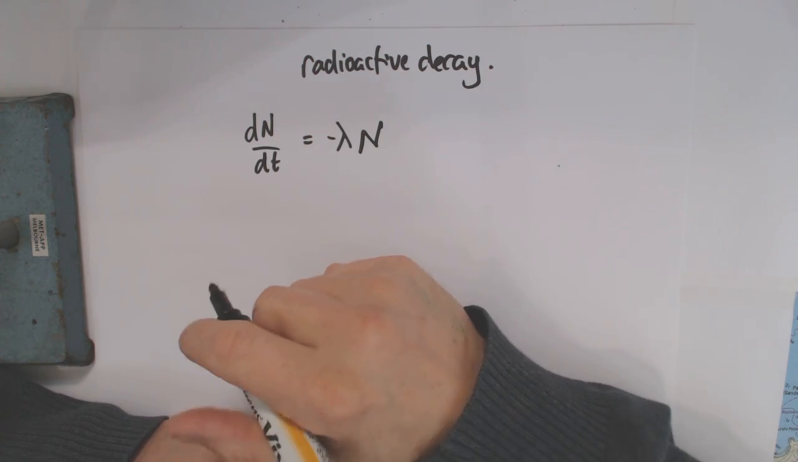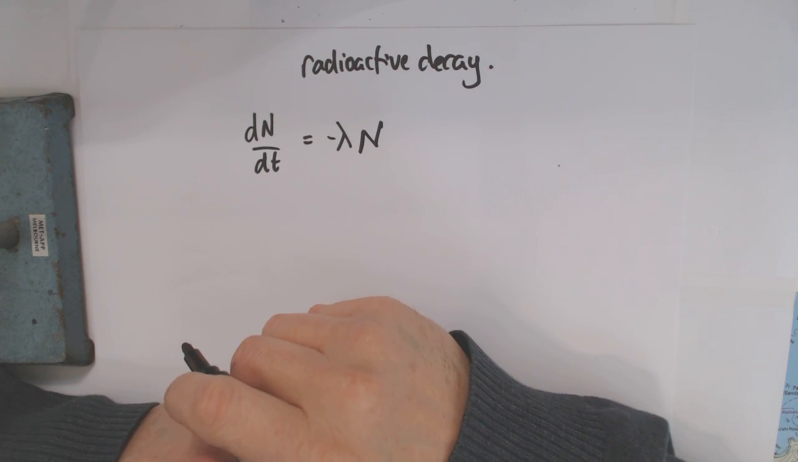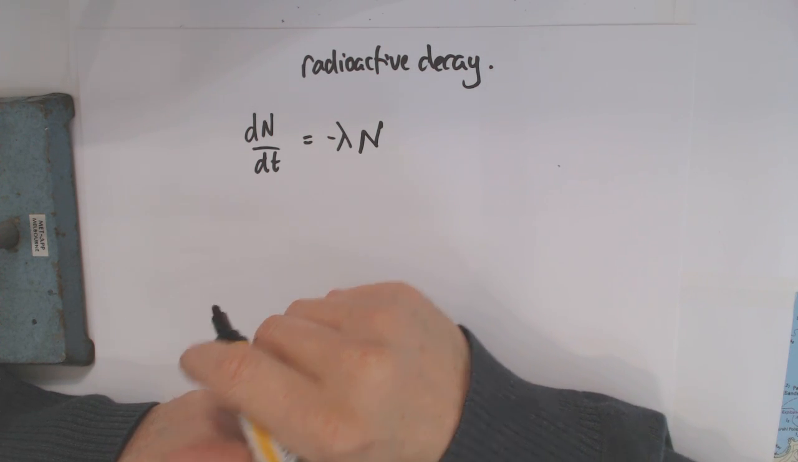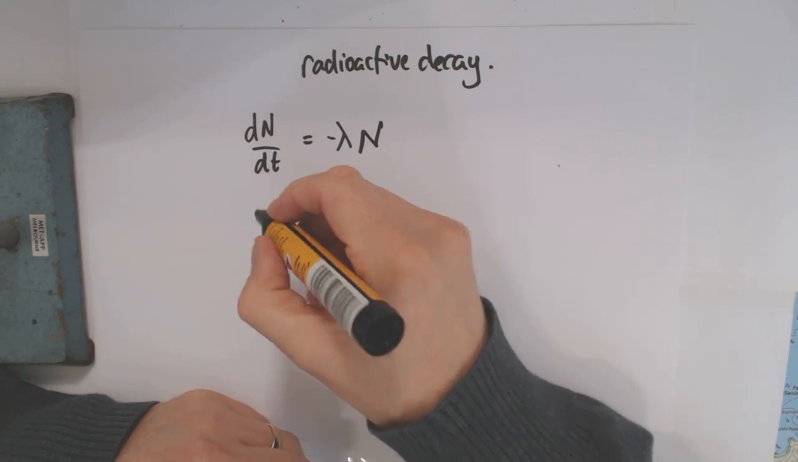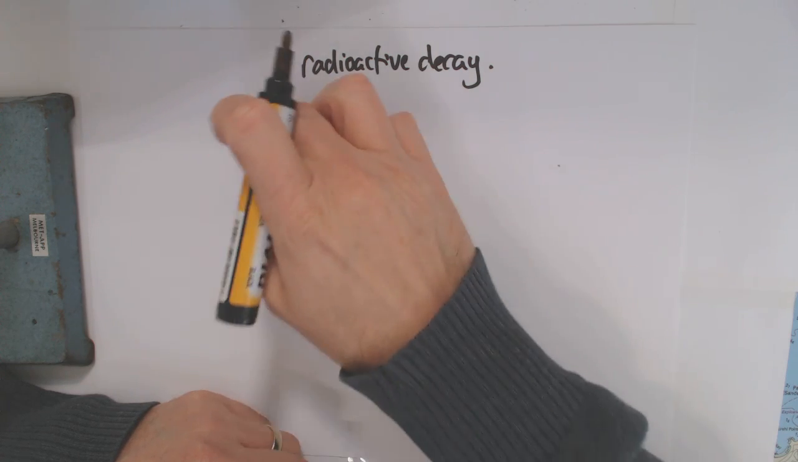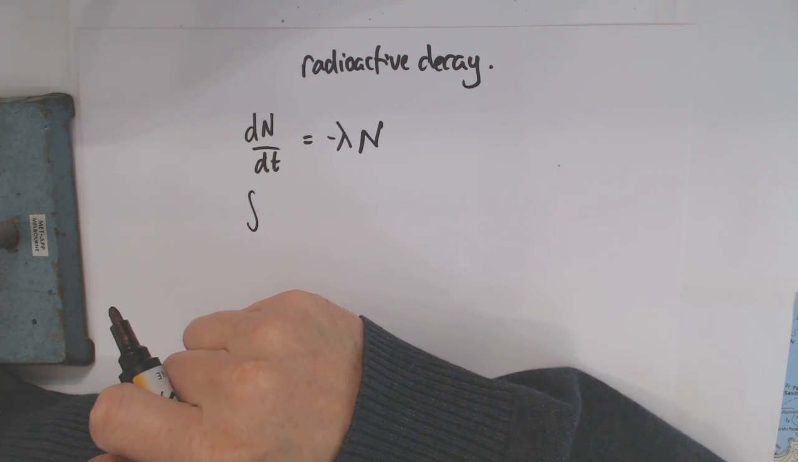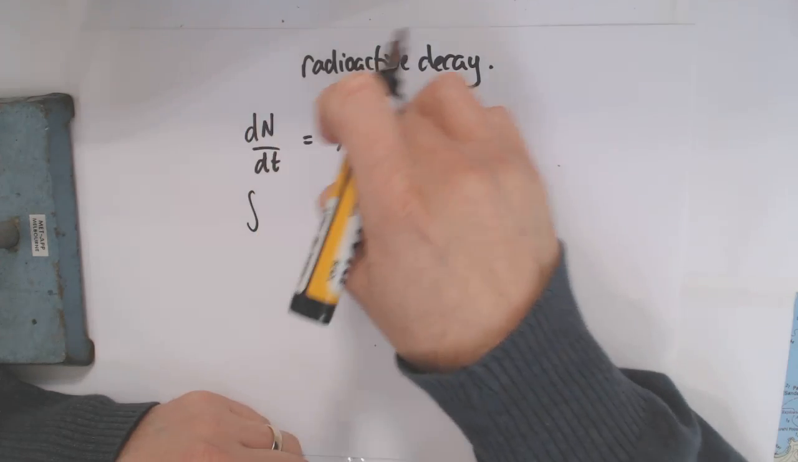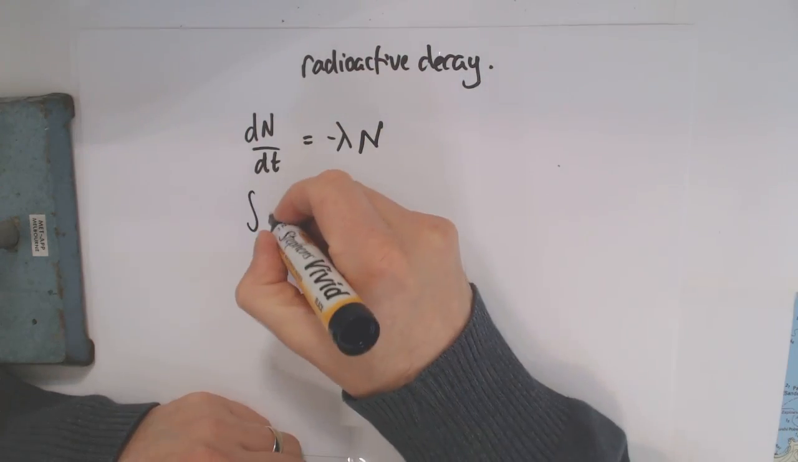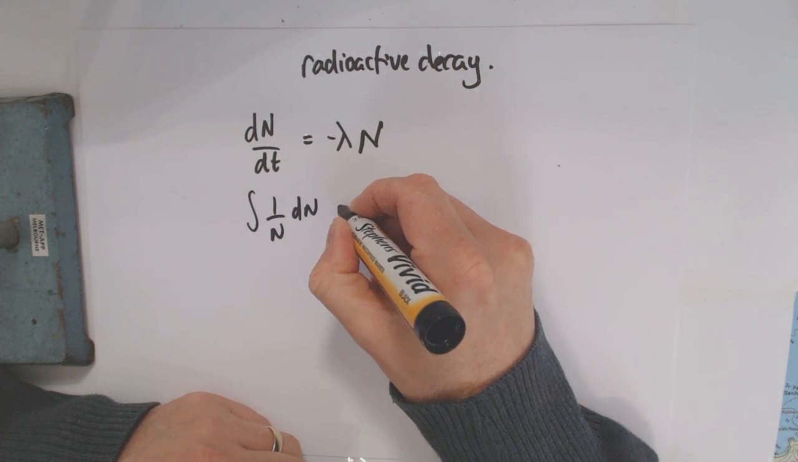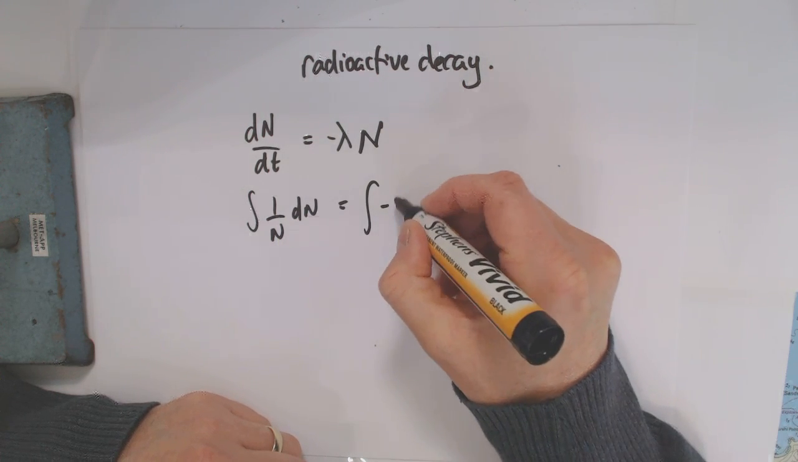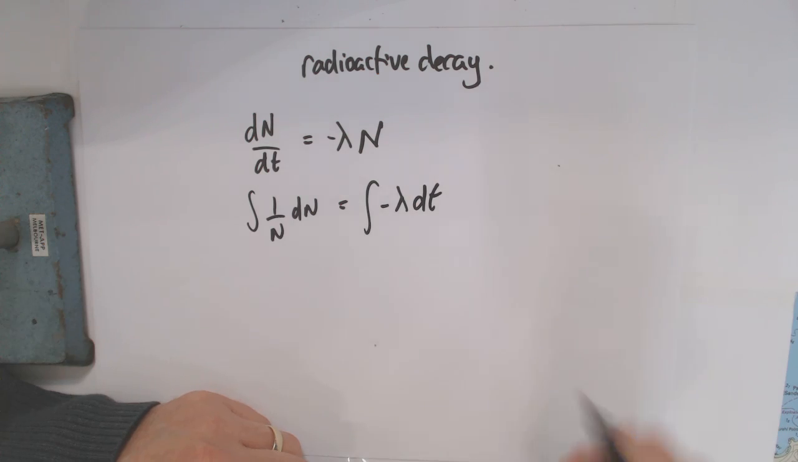If we want to solve that, and I think by now you've done a little bit of differential equations, so you probably know that we can integrate both sides and separate the variables between t and N. So dN can stay there, N can go over here. So you've got the integral of 1 over N dN is equal to the integral of minus lambda dt.